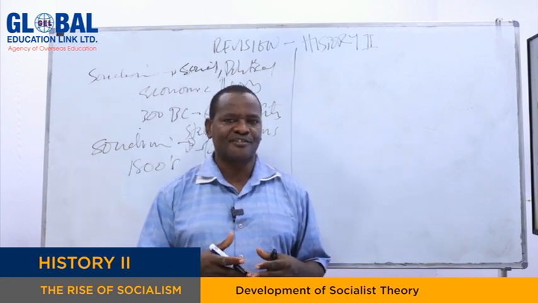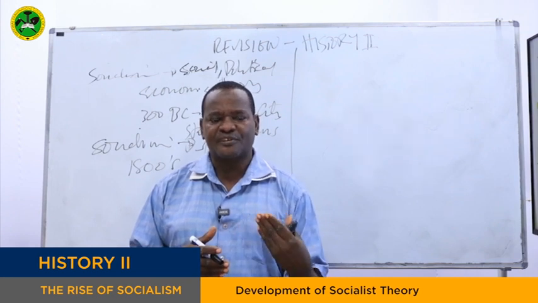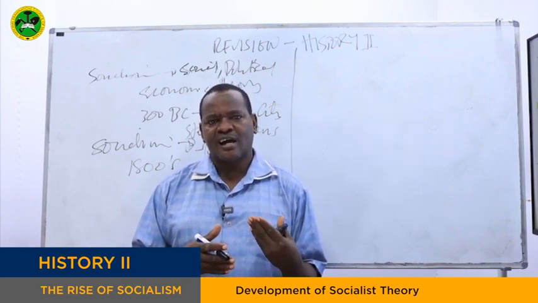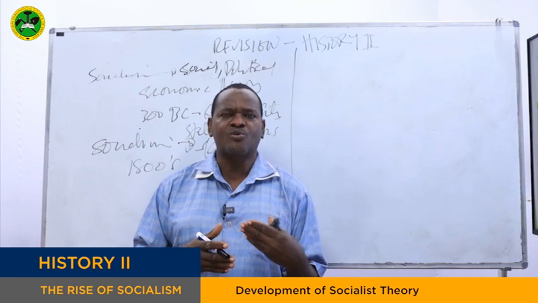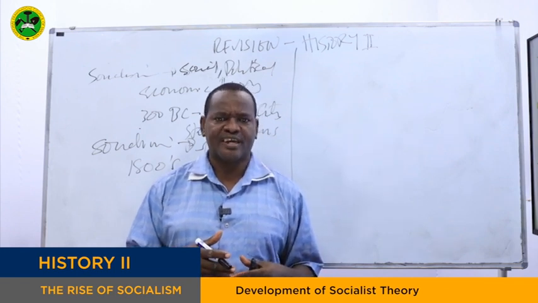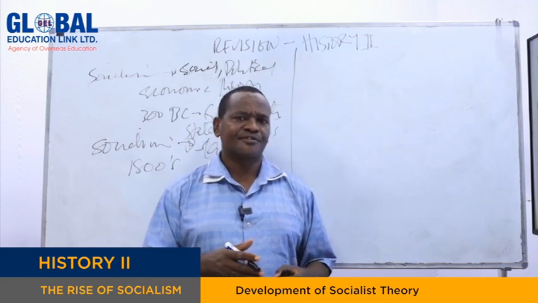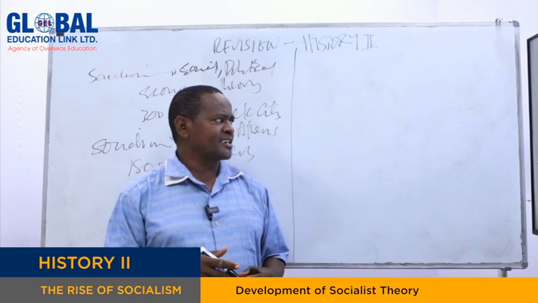So, my dear students, the word socialism started to be used as opposed to selfishness. The one who cared much about capital was called a selfish person, and those who cared much about the people and the society were called socialists. So that's another area where we can trace the beginning of socialism.